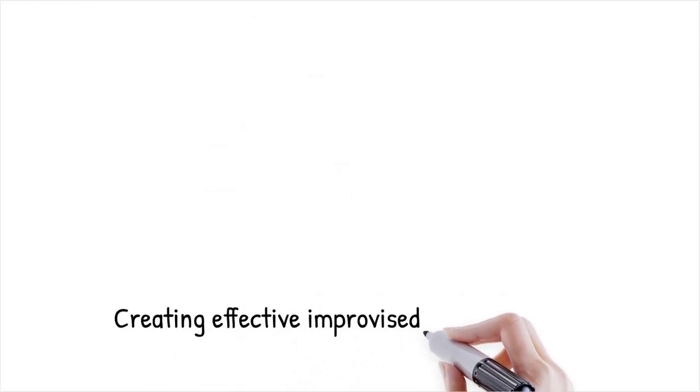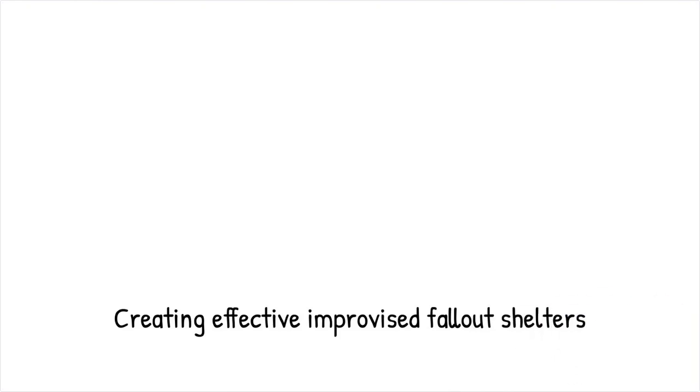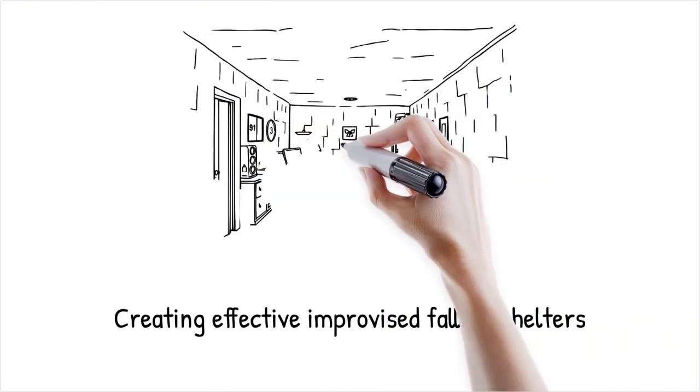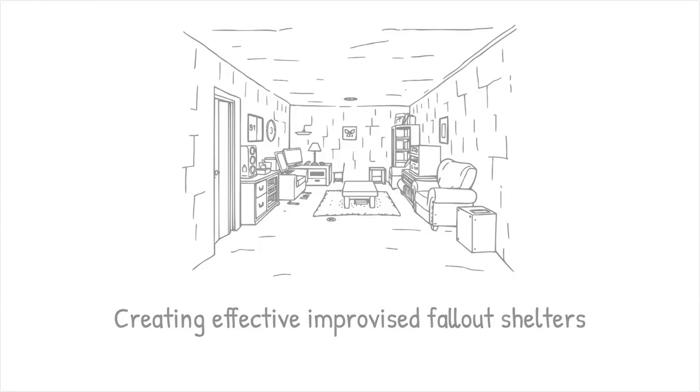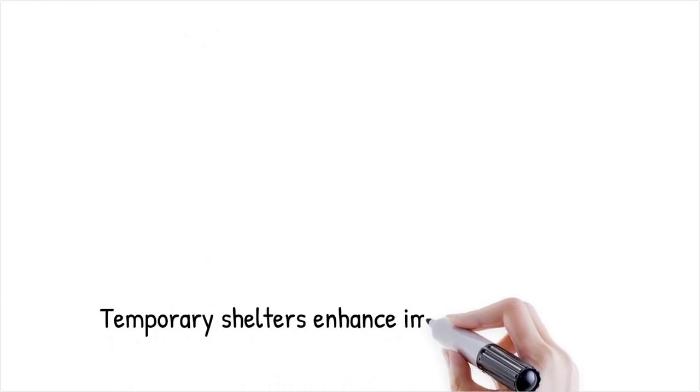Improvised fallout shelters are structures created using readily available materials to provide protection from radioactive fallout. These shelters should incorporate thick, dense barriers to reduce radiation penetration and be located in areas with minimal exposure to contaminated air. Proper design considers both structural integrity and effective shielding, even when built quickly in emergency situations, and this approach is critical for immediate survival when conventional shelters are unavailable.